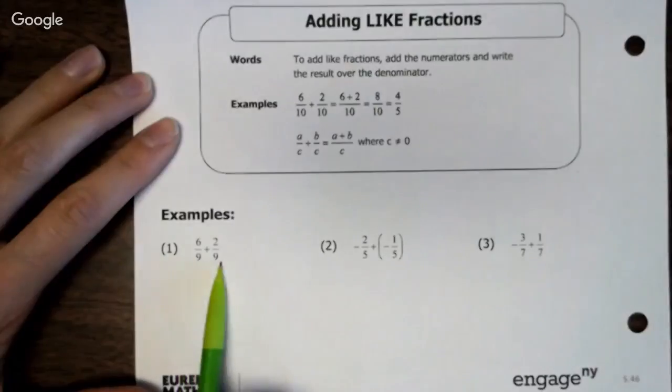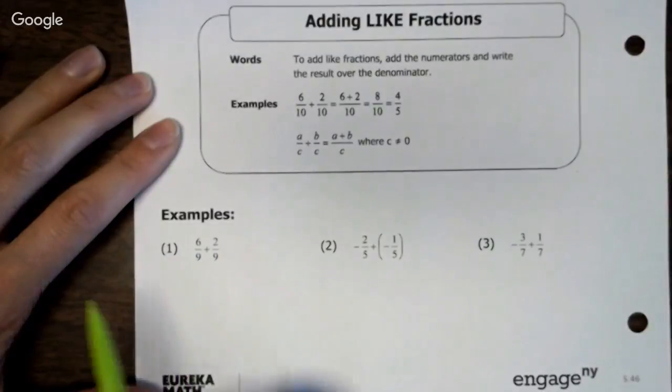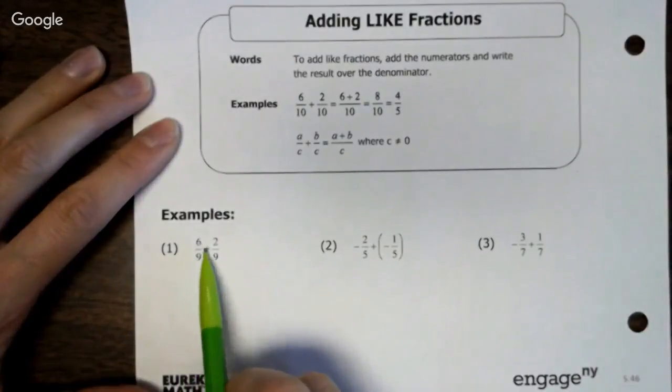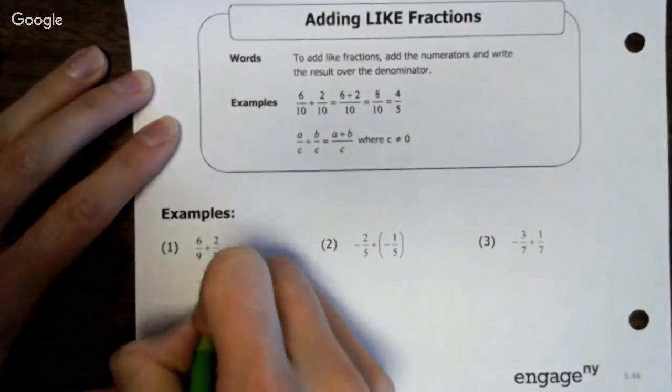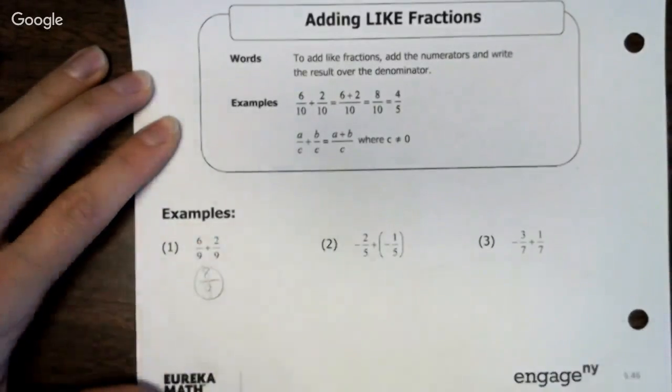First one, we have 6/9 plus 2/9, already a common denominator. So we're just going to add the numerators. 6 plus 2 is 8. Denominator stays the same. So we have 8/9.